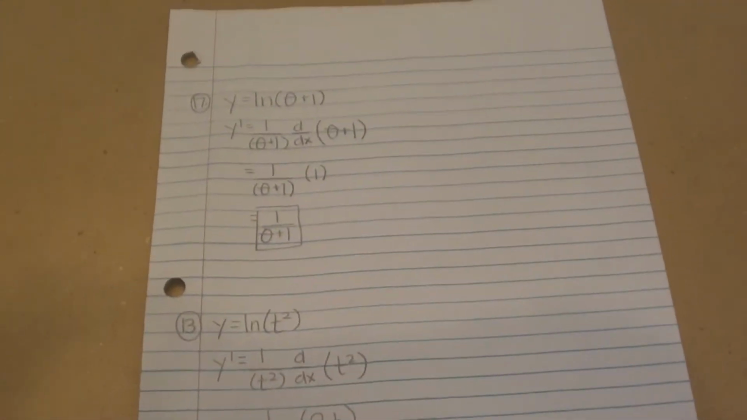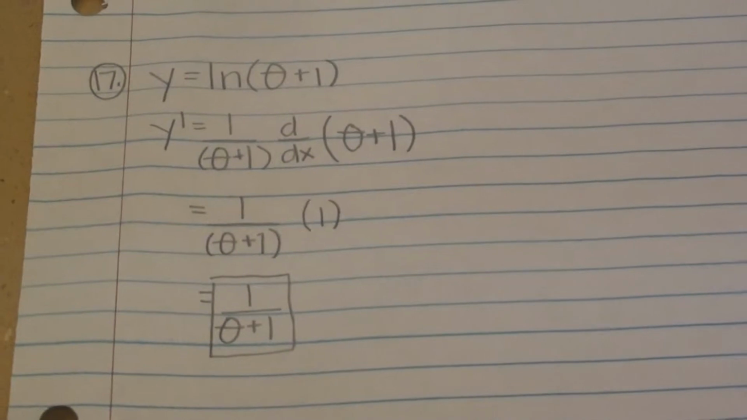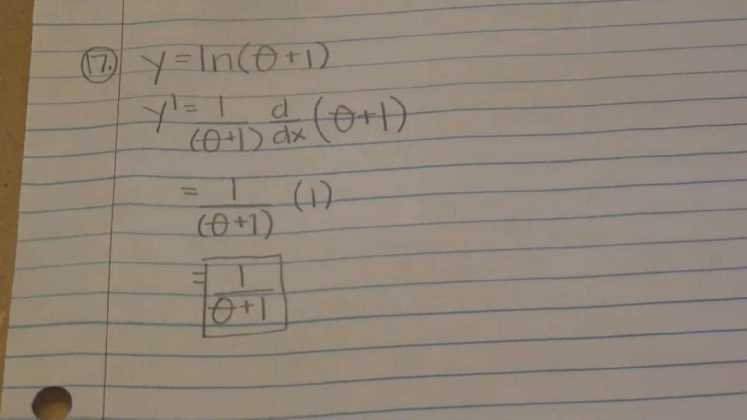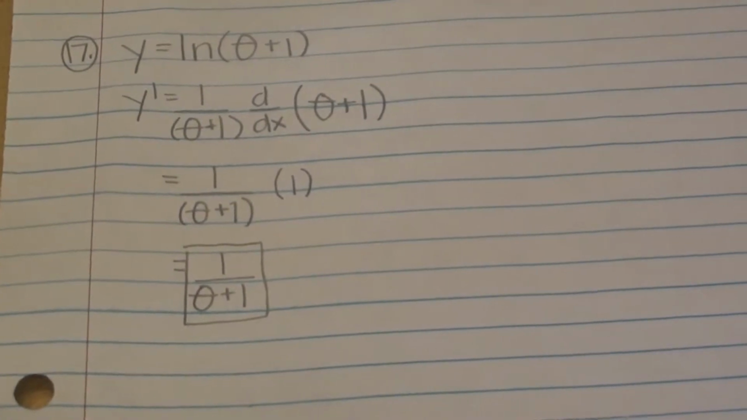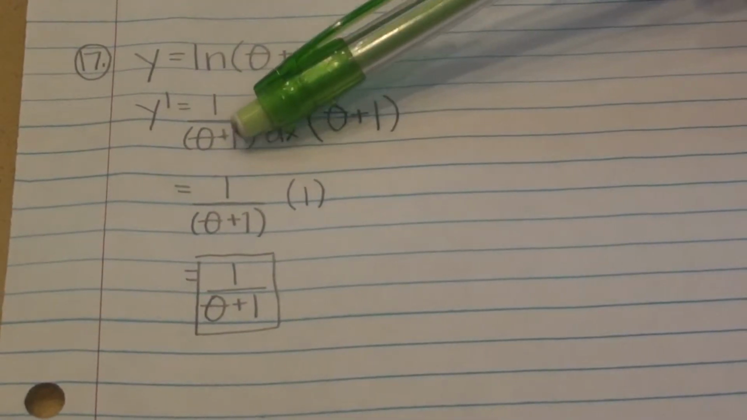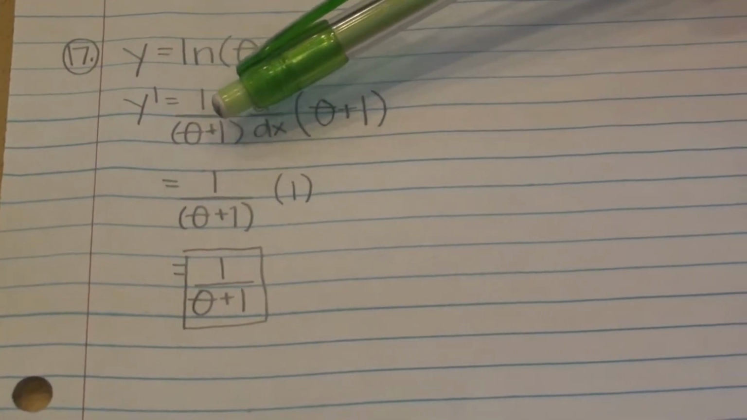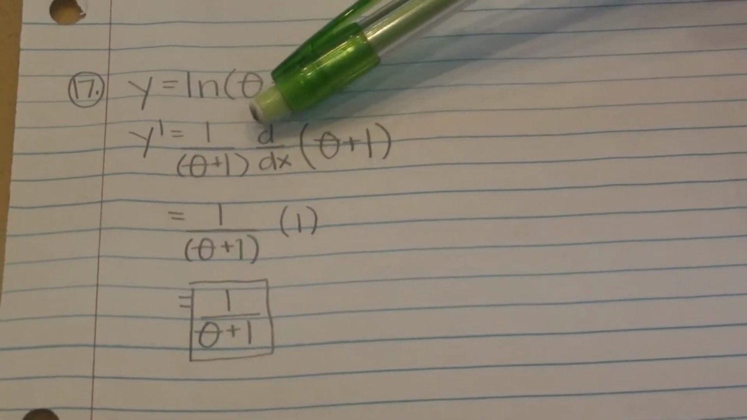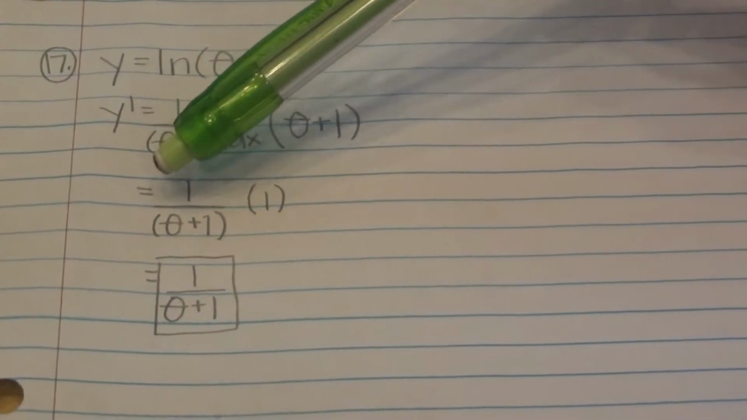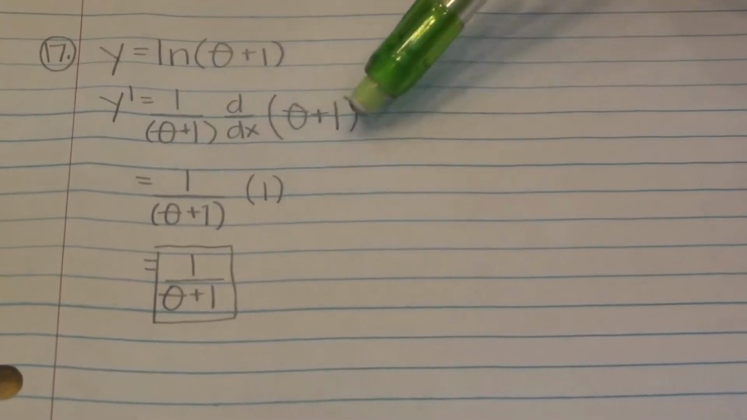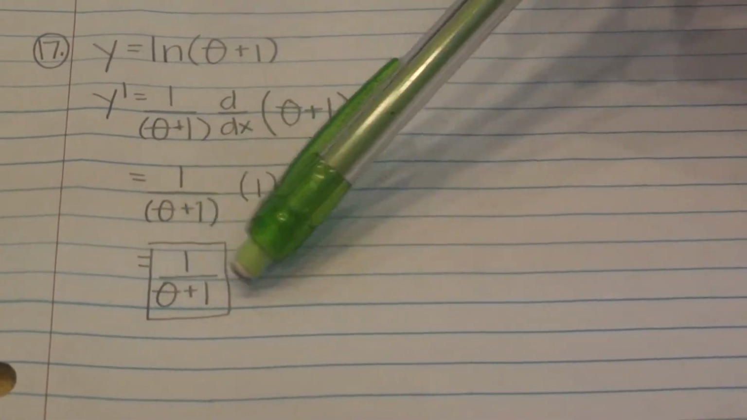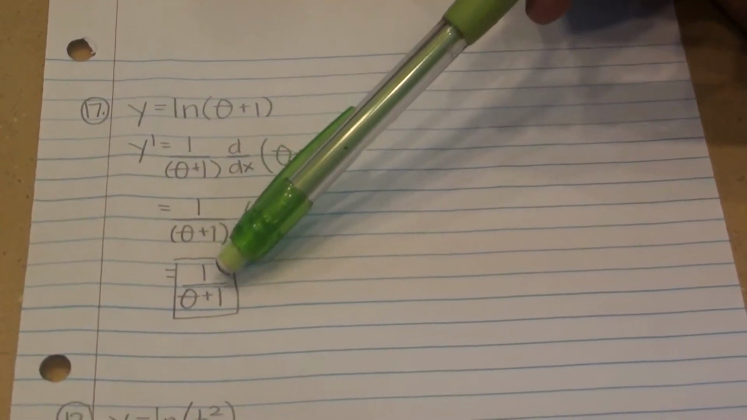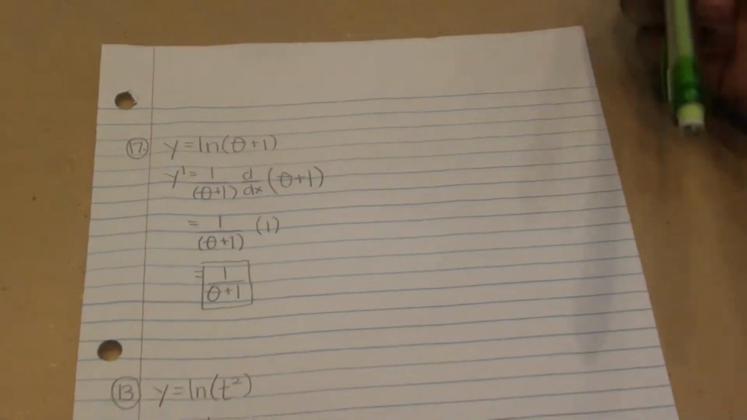Now I'll be explaining number 17, which is y equals the natural log of theta plus 1. Therefore, y prime equals 1 over theta plus 1, because wherever you see x, you'll be applying what's in parentheses. Then you will find the derivative of theta plus 1. So the answer would be 1 divided by theta plus 1 times 1. And if you were to narrow that down, 1 times 1 equals 1, and you would just keep the denominator the same. So the answer would be 1 divided by theta plus 1.